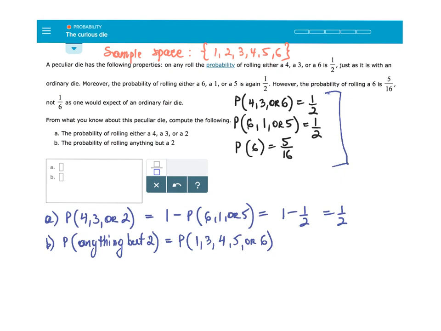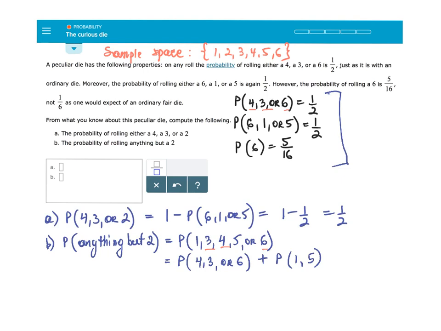So we're going to write this the following way. Do you remember we have a probability of 4, 3, or 6 given to me? I have 4, 3, or 6 here. I'm going to separate them right now. So I get probability of 4, 3, or 6, followed by probability of what is left, 1 or 5, like that. Well, in this case, I already know the first addend here is 1/2.